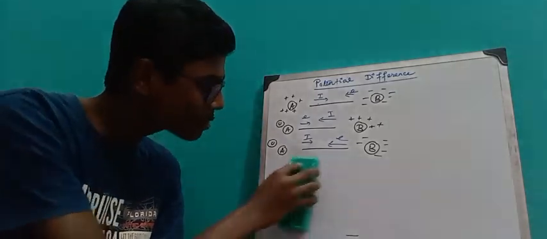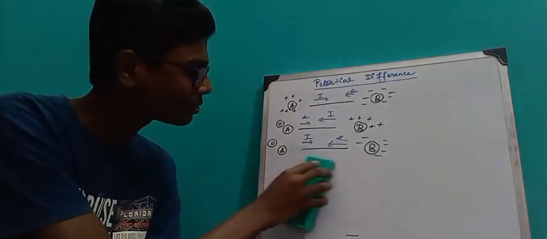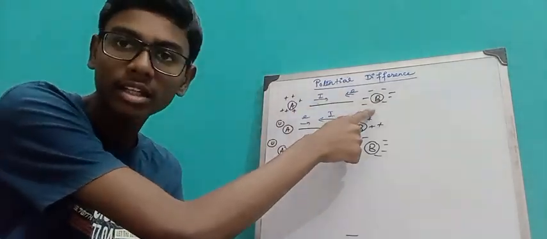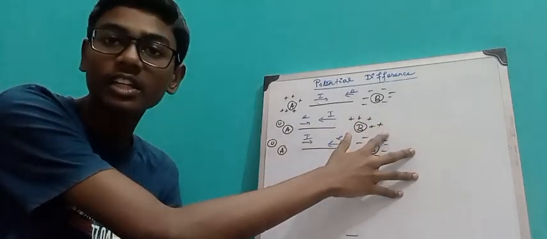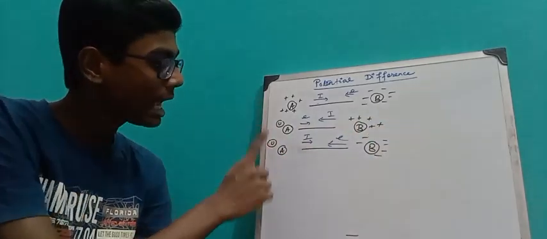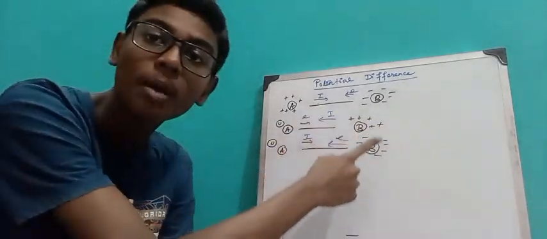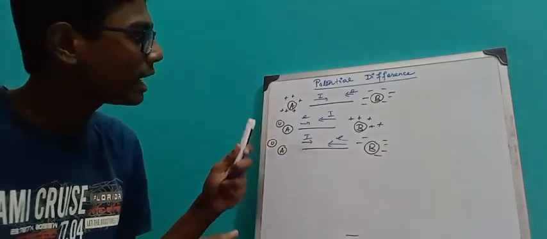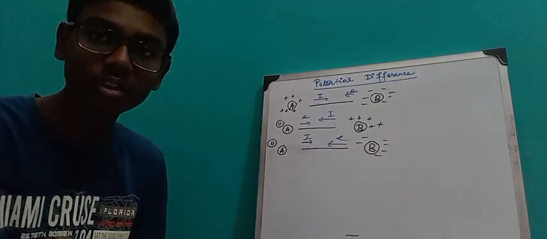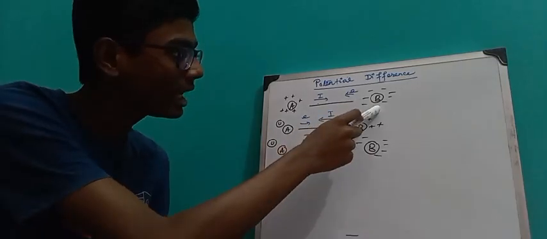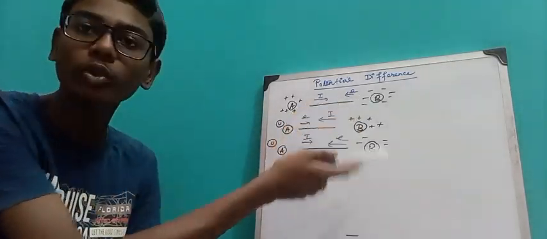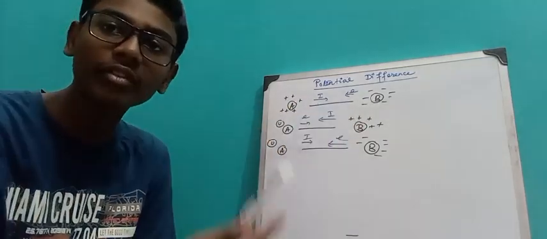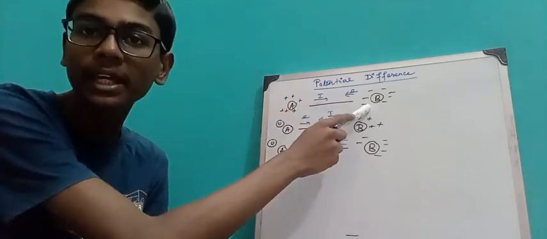So based on that, we have three situations. When one is positively charged, another is negatively charged. When one is uncharged, another is positively charged. And when one is uncharged and another is negatively charged. Okay. So suppose A is positively charged and B is negatively charged, then as I have told you, electrons will flow. Electrons will flow from B to A. And what will be the conventional flow of current? It will be from A to B.